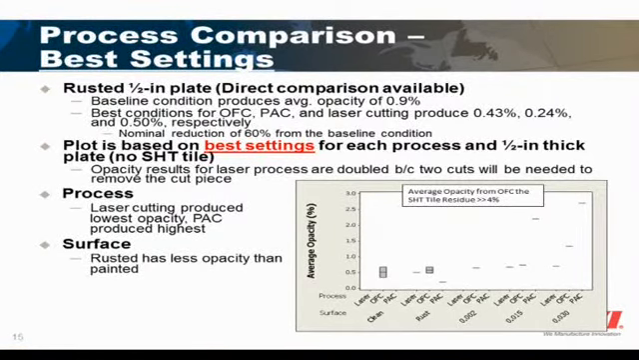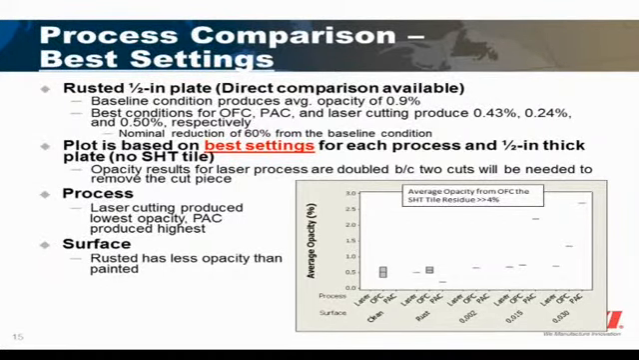The plot shown here is based on the best settings for each process and 1/2 inch thick plate. The opacity results for the laser process were doubled because it was assumed that to use this in production, you have to do 2 cuts in order to get the 2 side-by-side cuts to get the plate out. So surface rust has less opacity than painted, but we can see here, in general, the laser produces the lowest opacity, and plasma tends to produce the highest opacity.